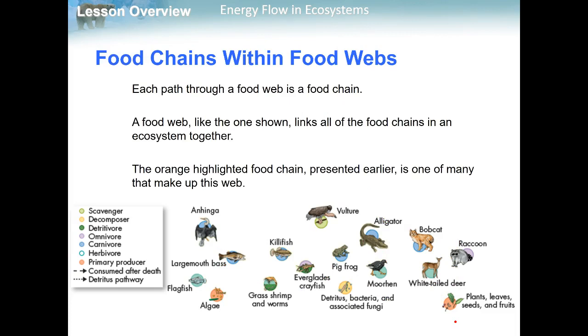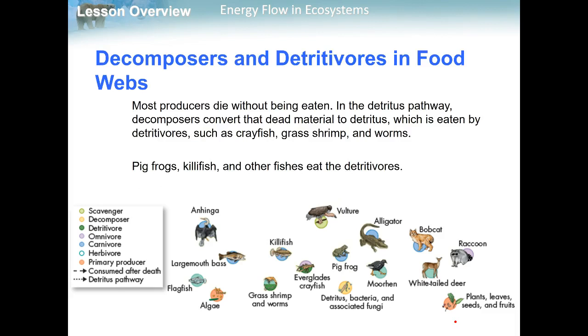Each path through the food web is an individual food chain, and the food web, like the one that is shown here, links all of the food chains in one ecosystem together. So when we take a look at the orange highlighted food chain, that's where the primary producers are that we represented earlier. This is one of the many that make up the web within this Everglade system. So the role of decomposers and detrivores is that when these organisms die, they need to be broken down so that the materials can be used again.